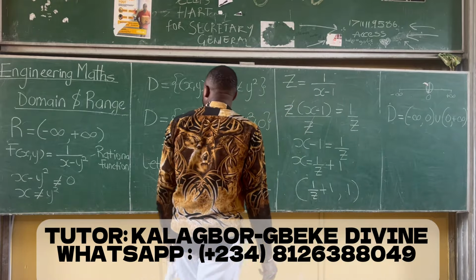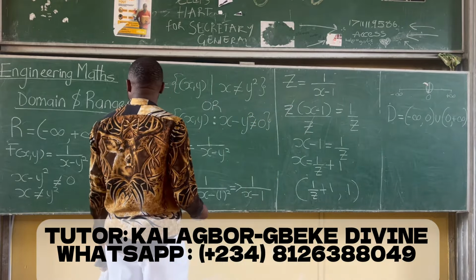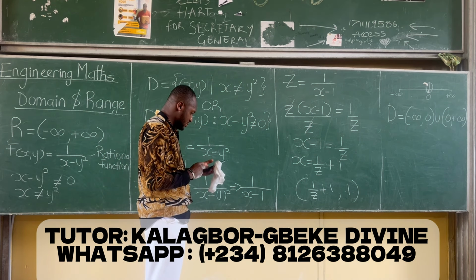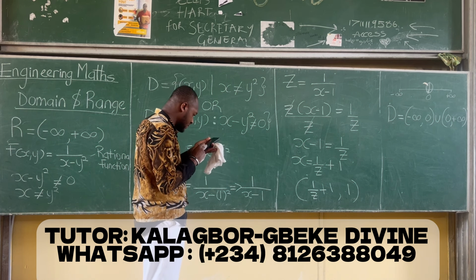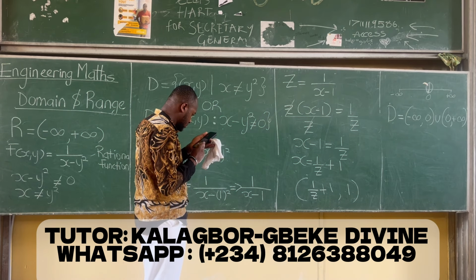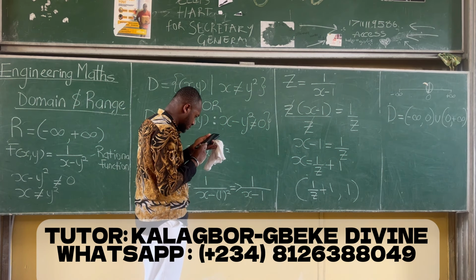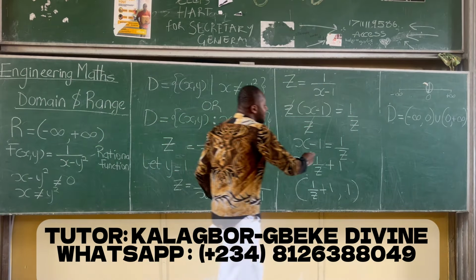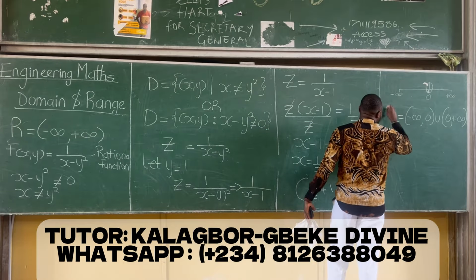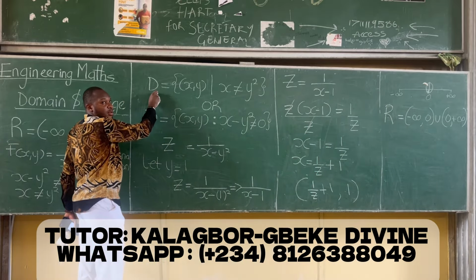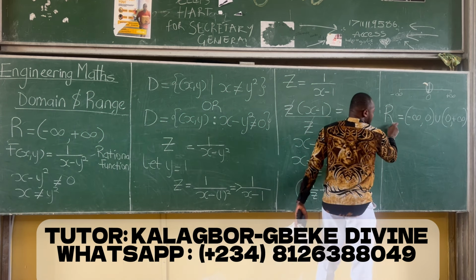So the third example, we have cleaned the board for the third example. Let me check. The third example was a square root function, right? So I've already given you the domain for this. This is the domain, so this should be our range. Thank you for asking that question. Sorry, this is our range.